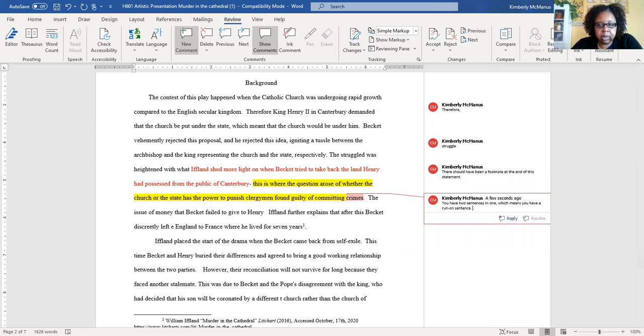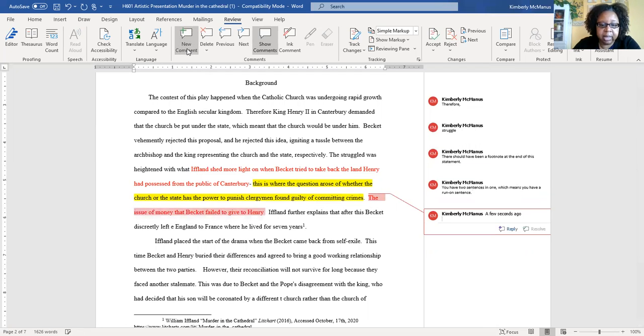Okay, this is where the question arose of whether the church or the state has the power to punish clergymen found guilty of committing crimes. The issue of money that Becket failed to give to Henry Iffland for, okay, so I don't understand. You have all this space right here. The issue of money that Becket failed to give to Henry Iffland further explains. Do you see what you did? You stopped with your sentence. Okay, so again, I'm highlighting this in red. This is a fragment.